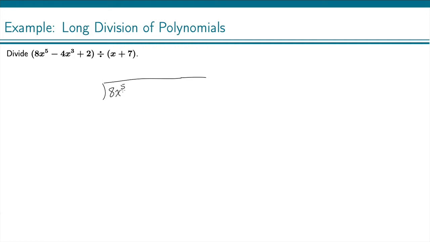So I've got 8x to the fifth. There's no x to the fourth term, so I'm going to leave a space there and have my minus 4x cubed. And then there's no x squared term or x term, so I'm going to leave a space for each of those. And then I've got my plus 2. Okay. And that's just going to help us to stay a little bit organized as we go through. We put our divisor out here. We've got x plus 7.